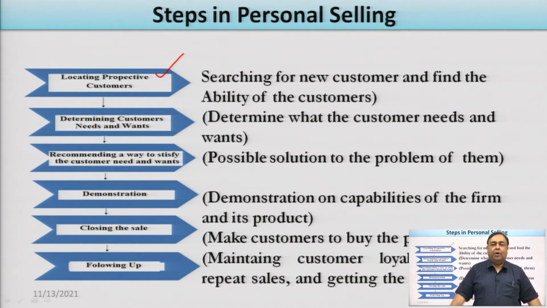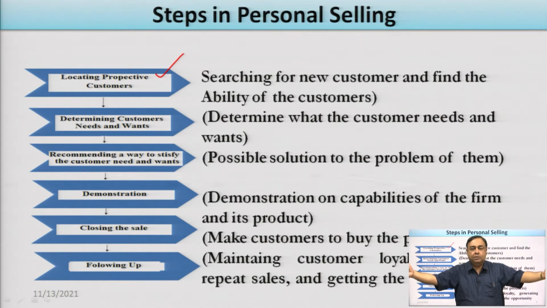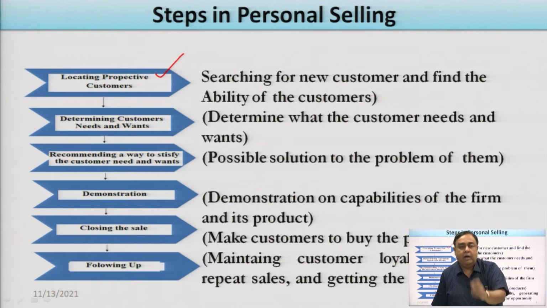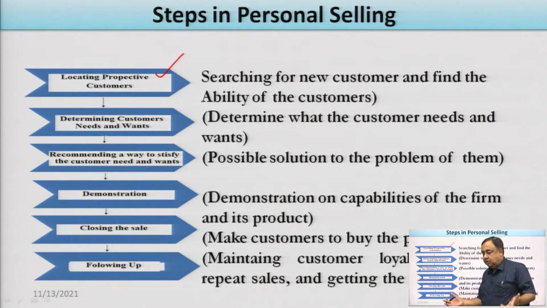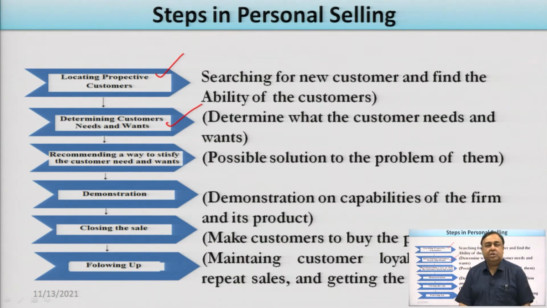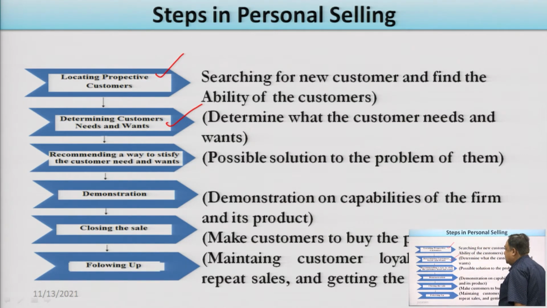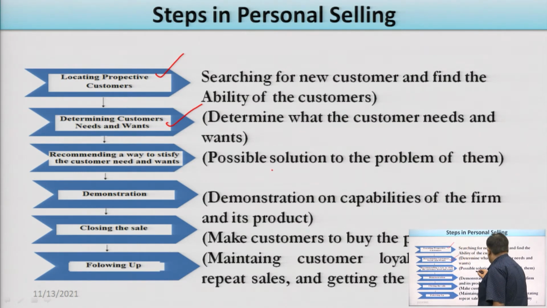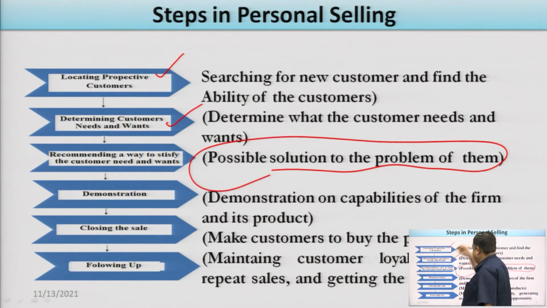Next, once you have identified from a huge pool that these are my target audience, these are my target customers, then you have to identify what their needs are, what their demands are, what they expect from you. So, the second step is determining the customer needs and the customer wants. What he wants, what his demand is, what his expectation is. This leads to step number 3, recommending a way to satisfy the customer's needs and wants. So, a possible solution to the problem they have.